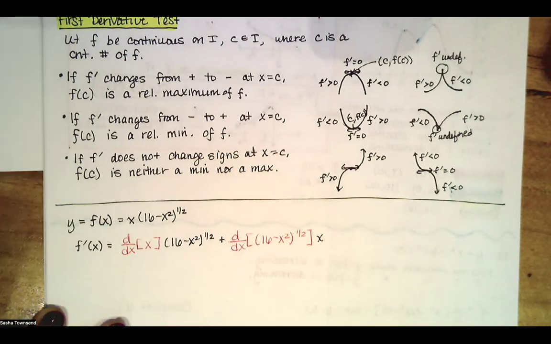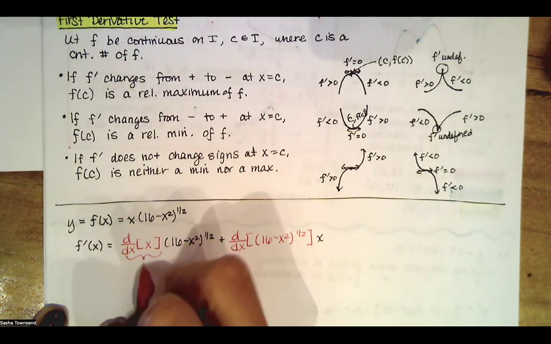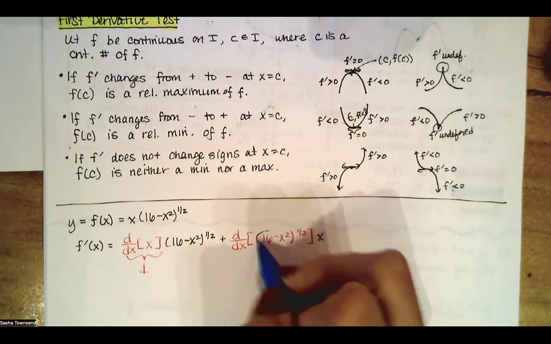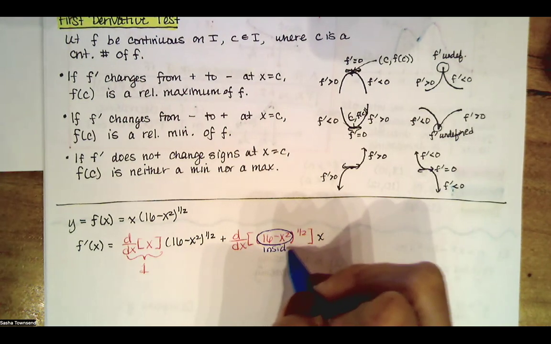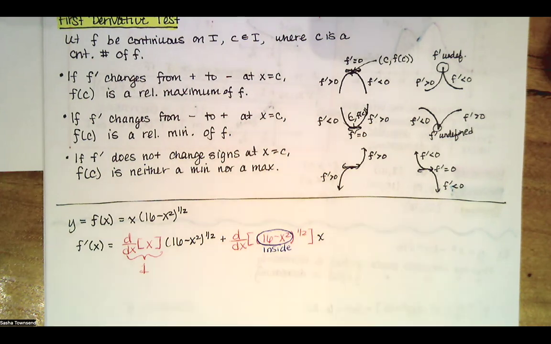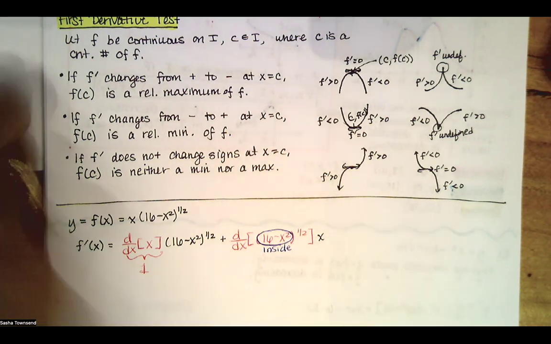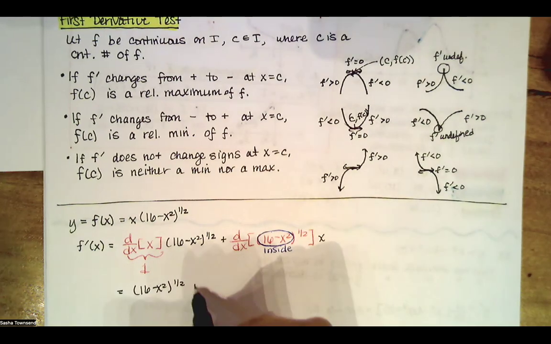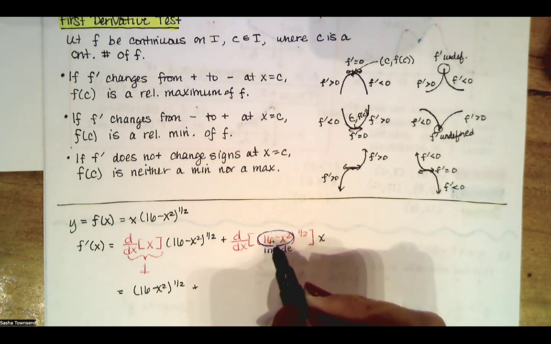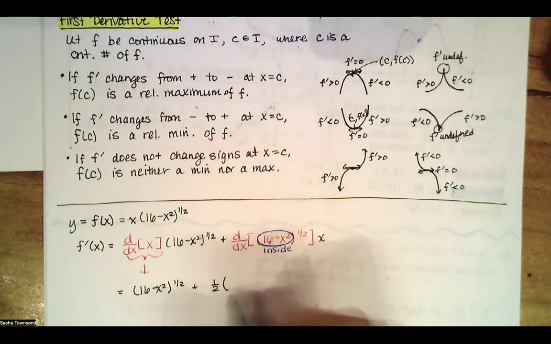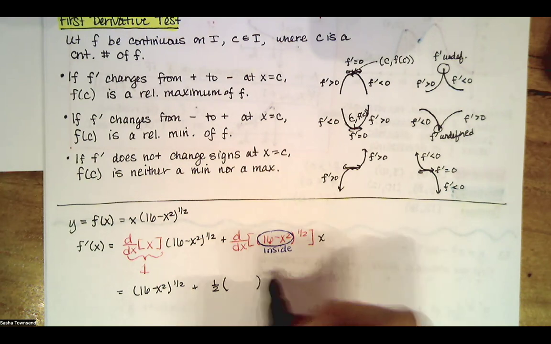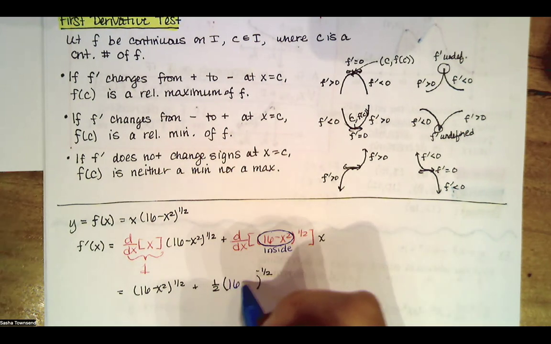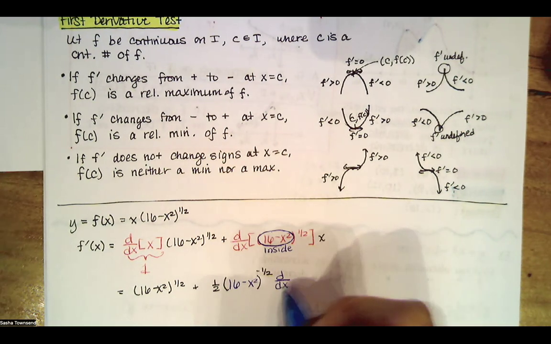The derivative of x is just 1. And the derivative of this piece requires the chain rule because I've got a function nested inside another function. So this is my inside function, and the outside function is that function raised to the 1/2 power. So when we compute that derivative, we'll have the derivative of the outside: the derivative of a function to the 1/2 is 1/2 of that function to the 1 less power. 1/2 minus 1 is negative 1/2. You put the inside function back inside, and then you multiply by the derivative of the inside by the chain rule.